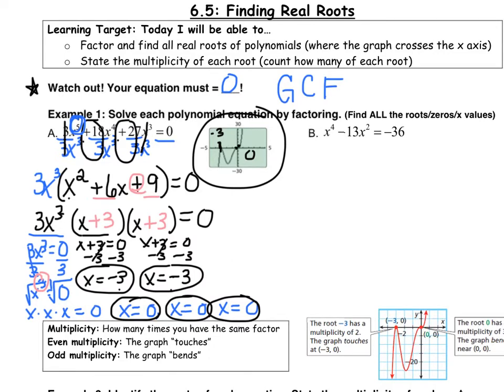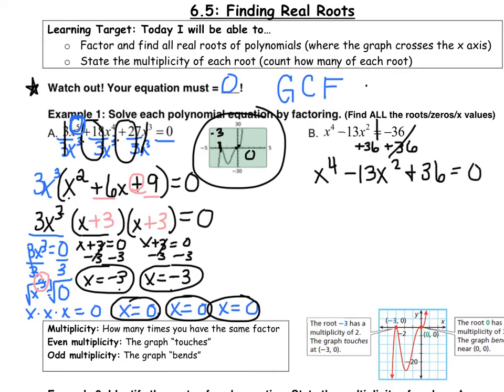Hopefully you tried example B and you noticed that we have an equal sign right there. We can't have an equal sign right in the middle of the problem we're going to factor, so we will fix that by adding 36 to both sides of the equal sign. Then that whole side will equal 0, and the equation we'll factor will be x to the fourth minus 13x squared plus 36 equals 0.